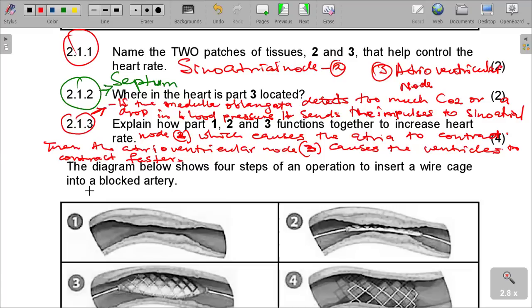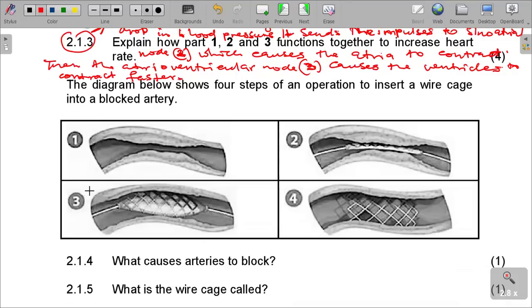And then the next question says the diagram below shows 4 steps of an operation to insert a wire cage into a blocked artery. That is what is being shown here.